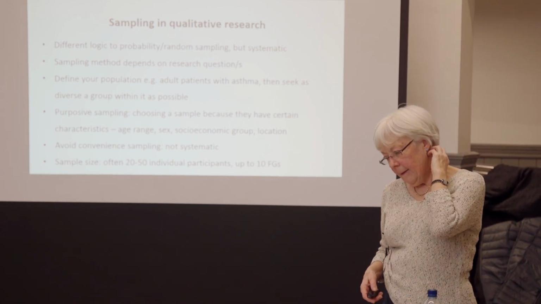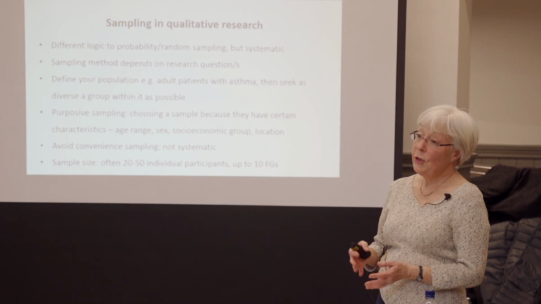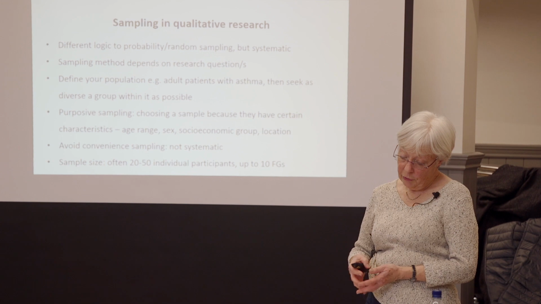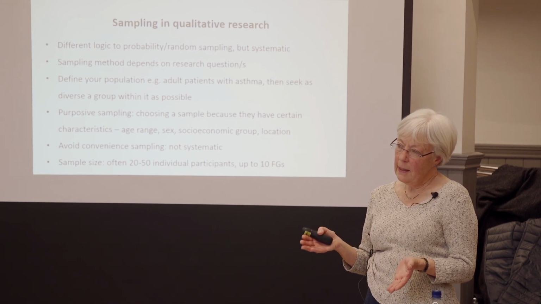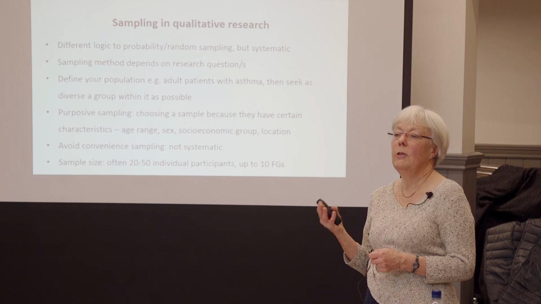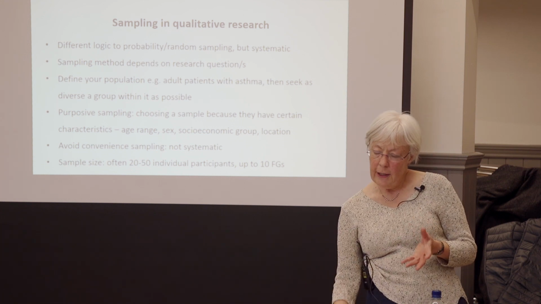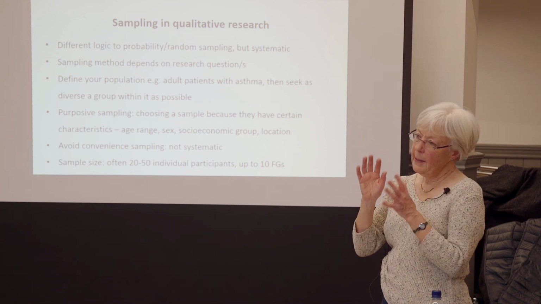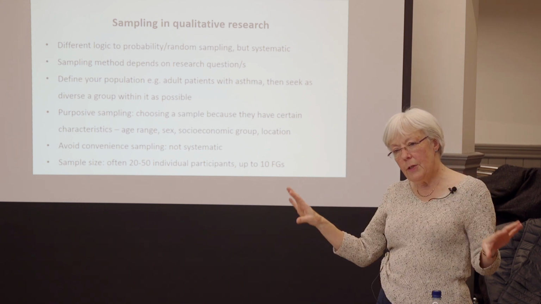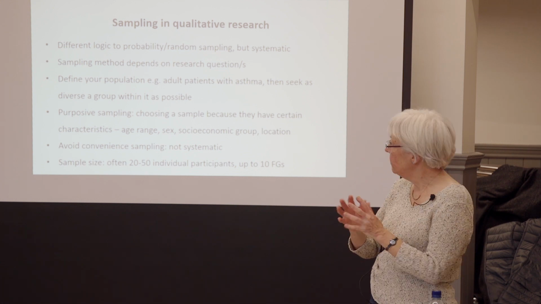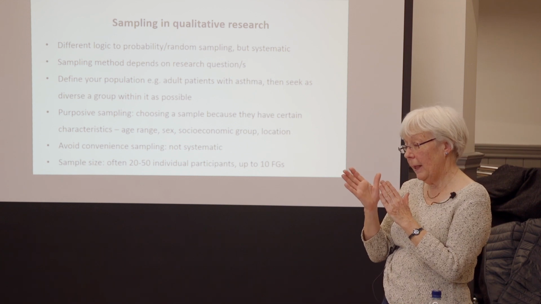Now, sampling in qualitative research is different from quantitative research, but you've still got to be systematic about it. That's really important. Again, there is no right and wrong way of doing it. It depends on your topic and your questions and your participants. But you need to define your population first. So if that is adults with COPD or asthma or whatever, then you're probably wanting as diverse a group as possible within that. So the way to go really is purposive sampling.